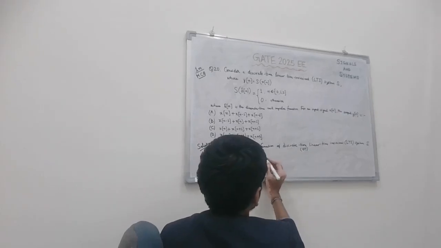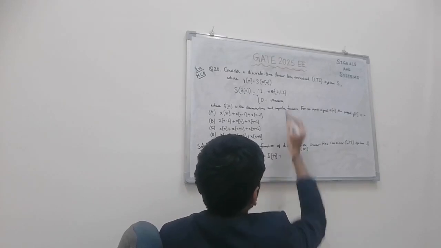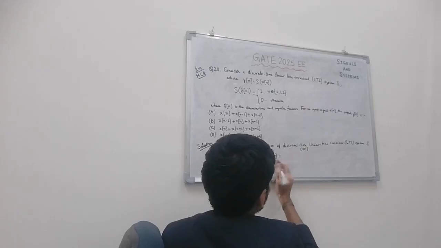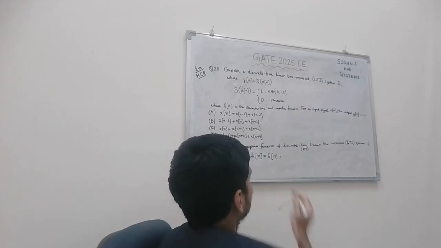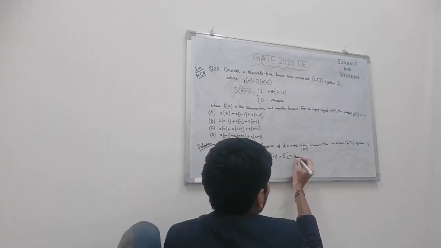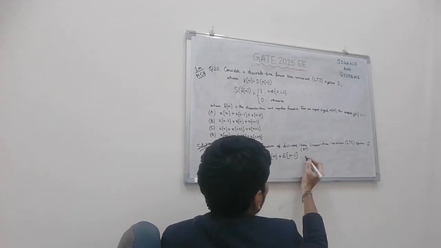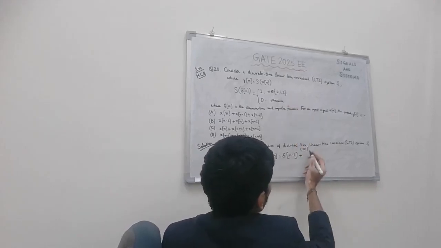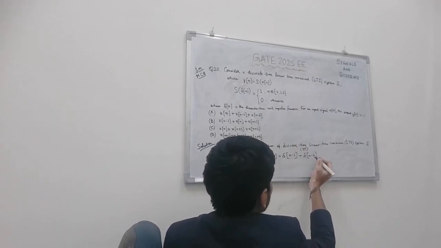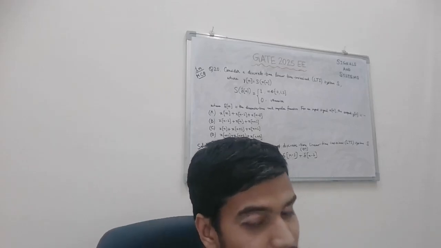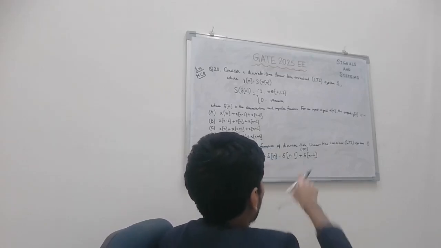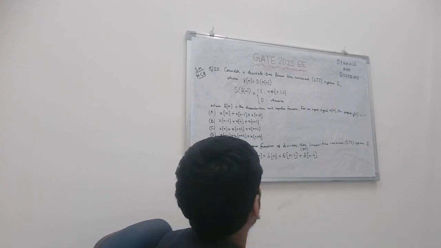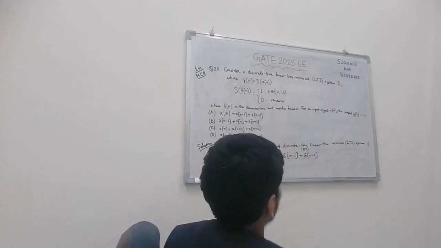So the impulse response function will be delta of n, which is 1 for n equal to 0. Now it will be 1 for n equal to 1, so we will have another term, delta of n minus 1. This term will be 1 for n equal to 1, and also for n equal to 2 there will be another term, delta of n minus 2. So this will be basically the impulse response function of the discrete time linear time invariant system S, right? According to the definition given here in the question.